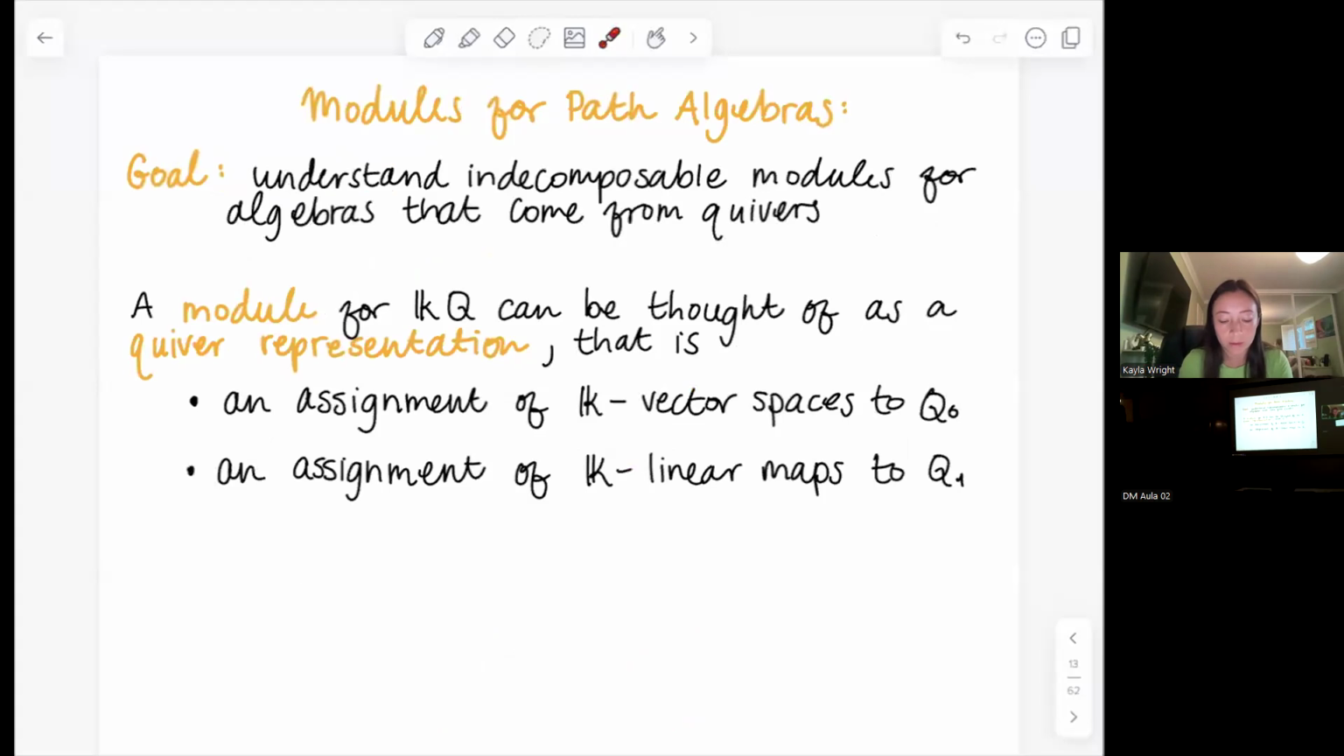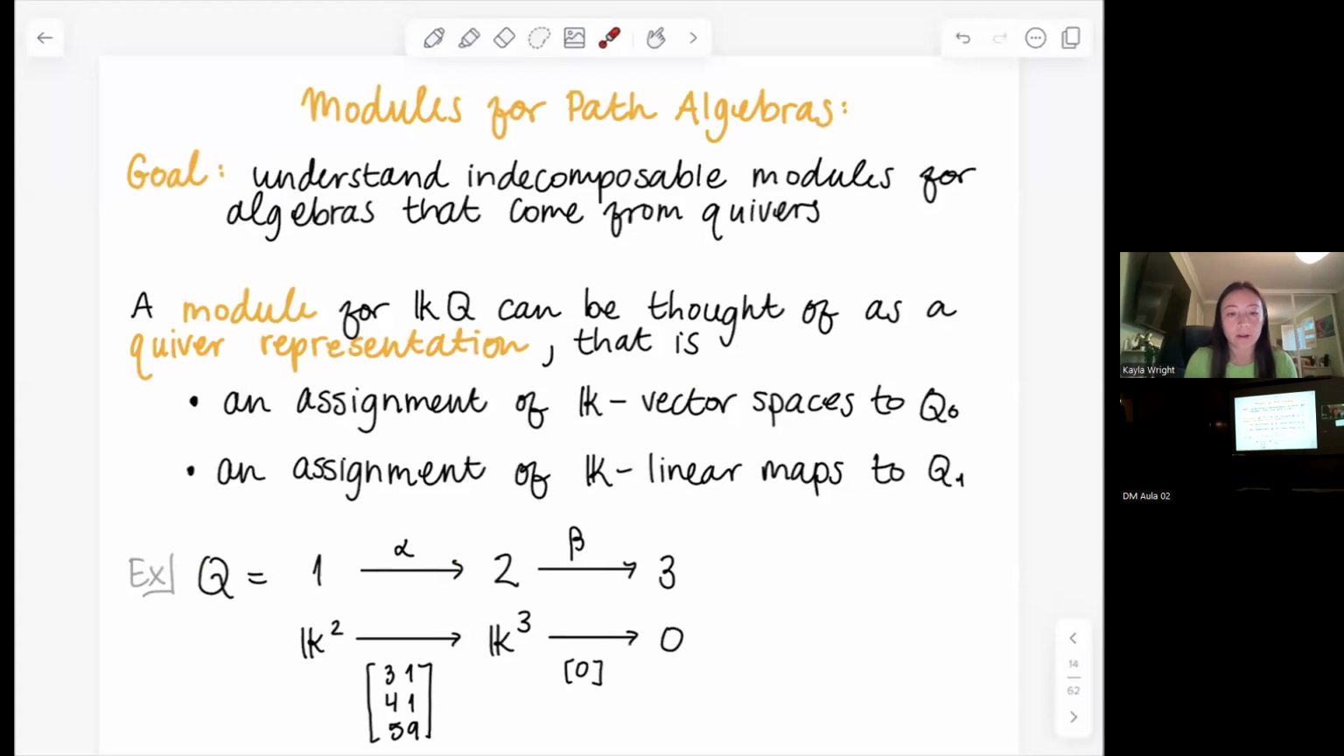I'm going to go ahead and review what it means to be a module for a path algebra. You can think that a module for the path algebra KQ is just a quiver representation, which means that you're just assigning K vector spaces to the vertices of the quiver and K linear maps to the arrows. So if we take this quiver again, you can assign whatever vector space you want to each of the vertices 1 through 3, and then you can represent these linear maps as matrices. So I just have some matrices here. This is going to be a module for the path algebra, or a quiver representation.